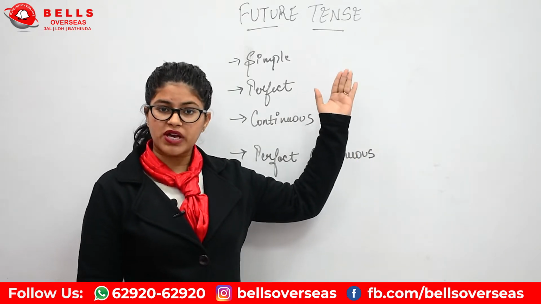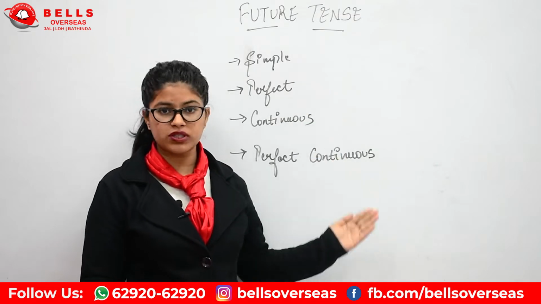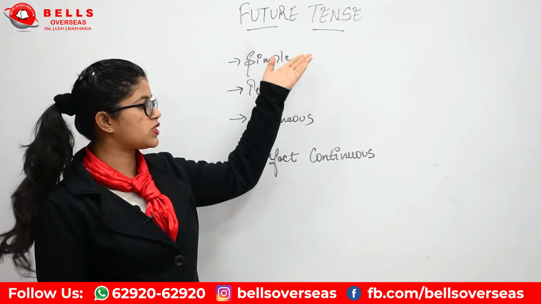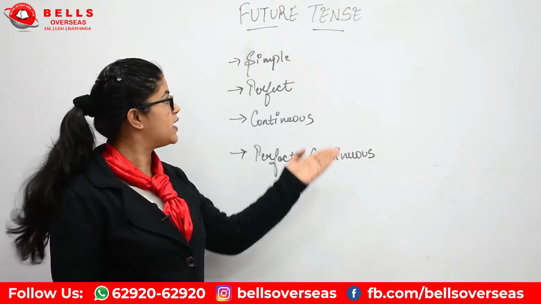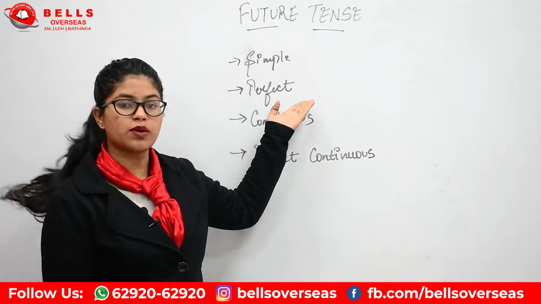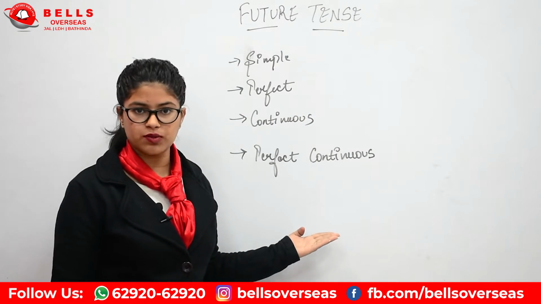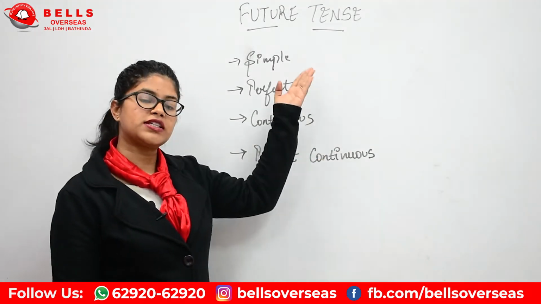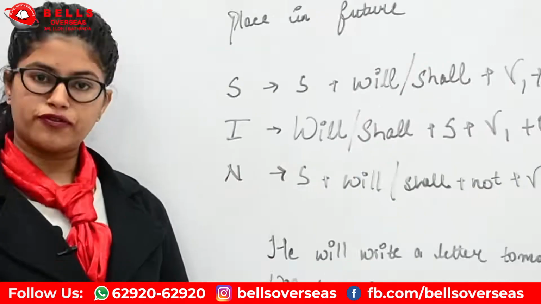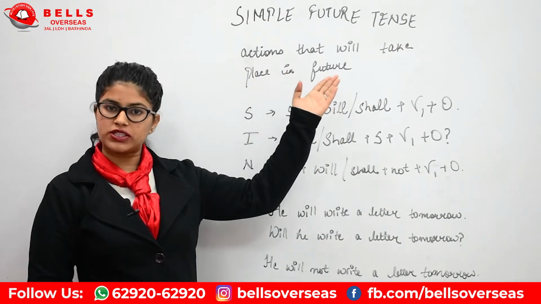Now like we did present and past tense, they had 4 types each. Similarly, future tense also further has 4 types. Simple future tense, future perfect tense, future continuous tense, and future perfect continuous tense. As we go on further, we'll study all these 4 types in detail. So our first type is simple future tense.